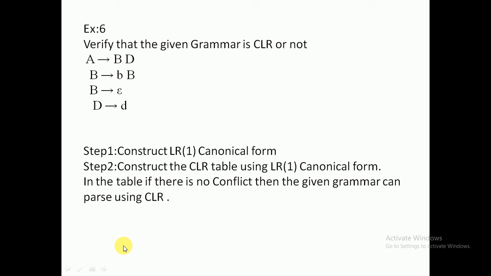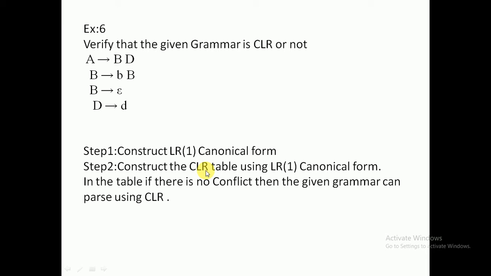This is a next example for bottom-up parsing, and the question is to verify whether the given grammar is CLR or not. You already know the rules we apply for CLR table construction. What is the first step we need to apply? Construct the LR(1) canonical form, and using this LR(1) canonical form construct the CLR table. After that, if you don't identify any kind of conflict in that table, then the given grammar can be parsed by using CLR.